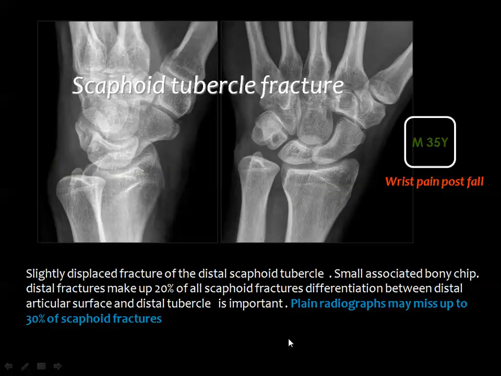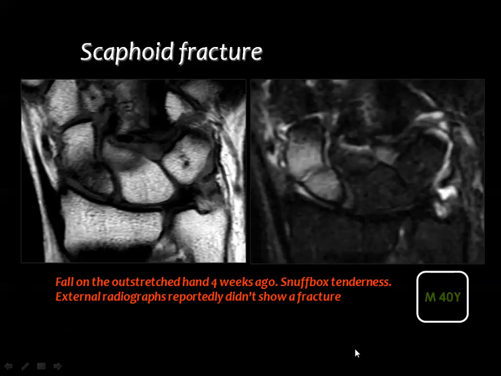And sometimes you get a scaphoid tubercle fracture, which is not usually seen in the frontal view nor in the lateral view. It is usually seen in the oblique view, and this is what we call a scaphoid tubercle fracture. This fracture may be missed in up to 30% of the cases examined by plain radiographs.